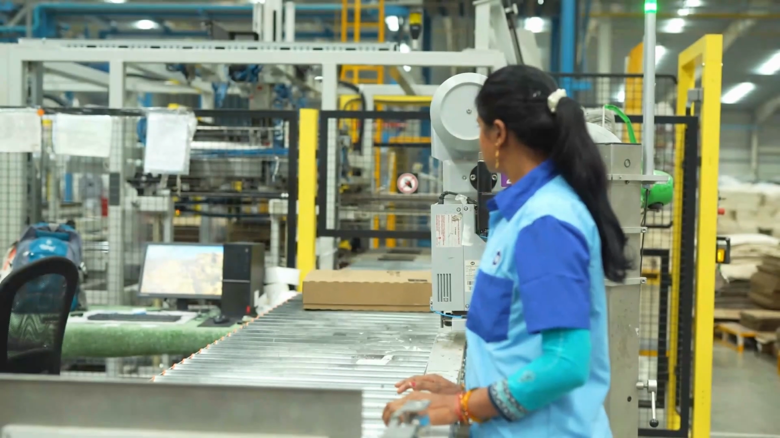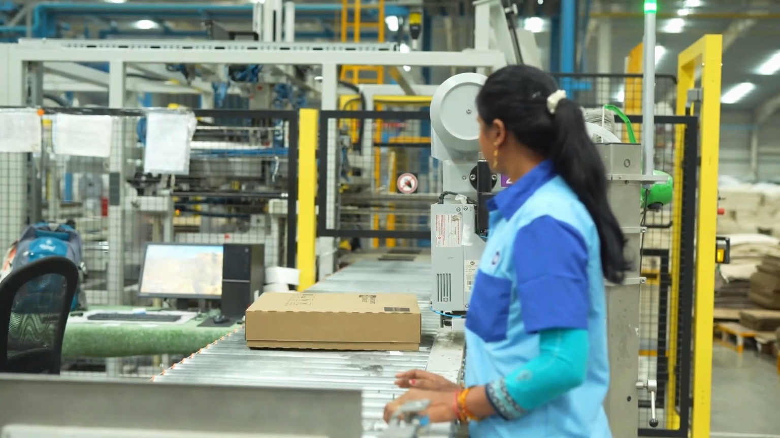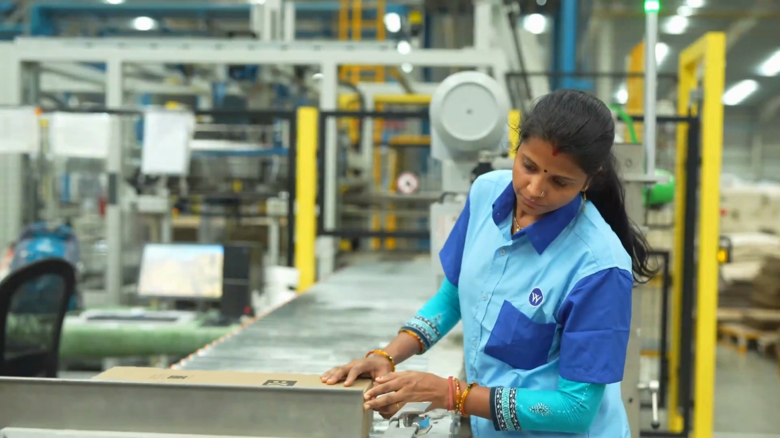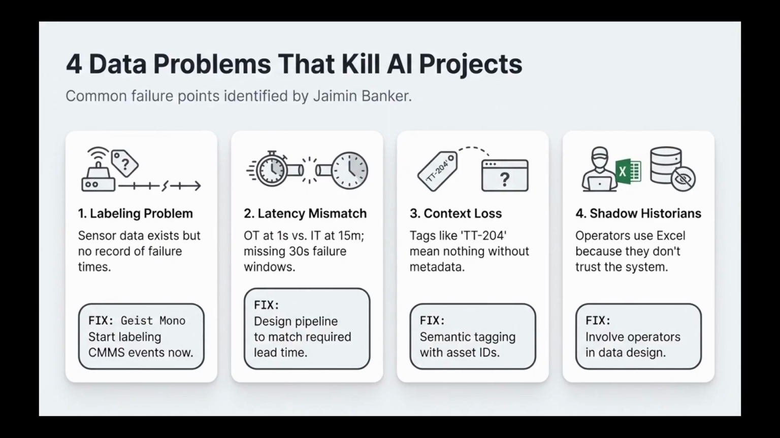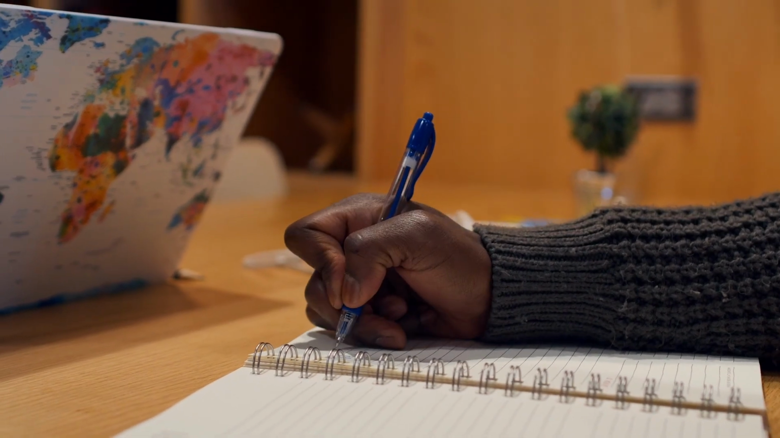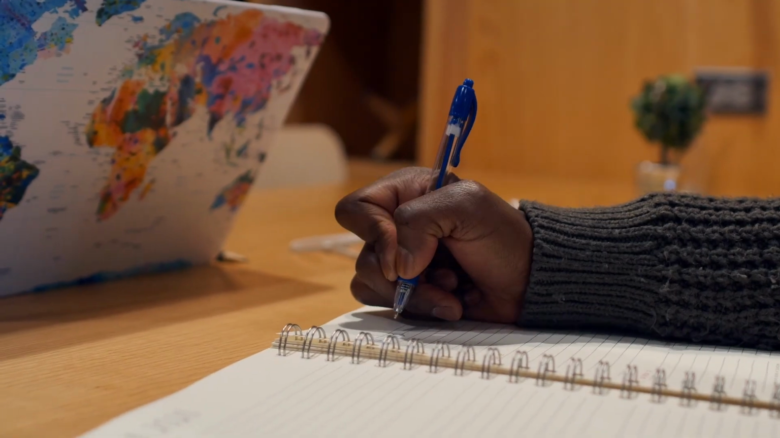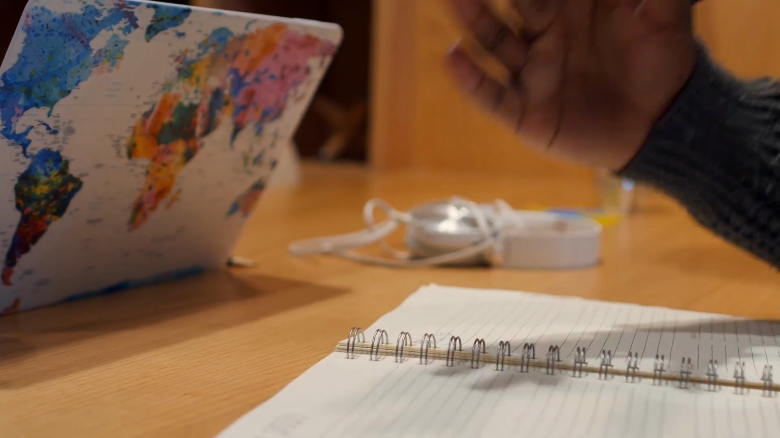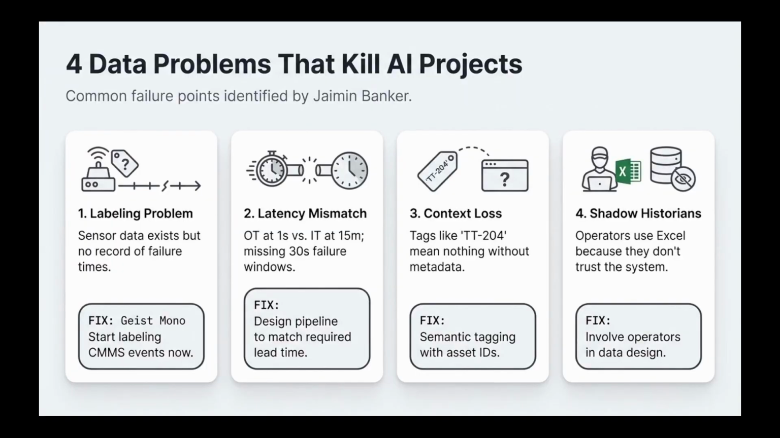It's like asking someone to identify a disease from a medical scan without ever showing them a scan that has been diagnosed. Do you think it is possible? The fix is simple, and the sooner you start the better. Every failure event in your CMMS from today forward must be recorded with a timestamp accurate enough to connect to your sensor data. Not just motor failed, but when, which asset, what was the failure mode, whether it was a genuine failure or a planned replacement.